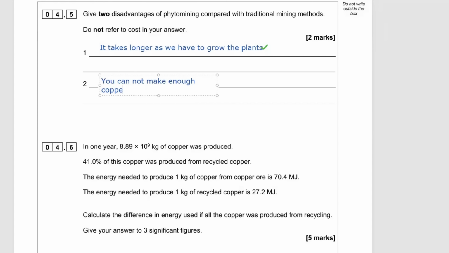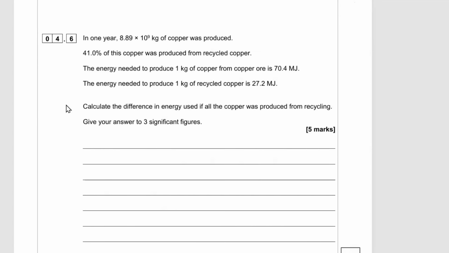You can't make enough copper this way either. So when you go down and do traditional mining, you can find rocks that contain loads and loads of copper. But with phytomining you're only going to produce a small amount of copper. So on a small scale, you're not going to be able to meet the massive demand for copper wiring and copper pipes across the world by phytomining alone.